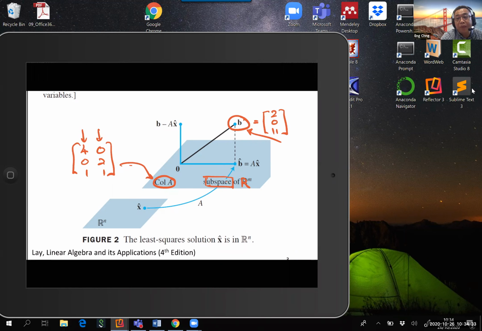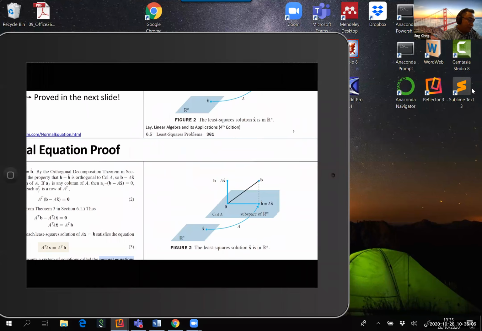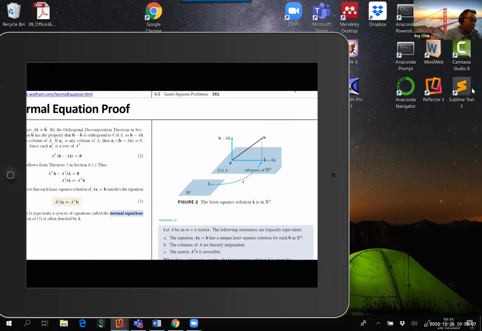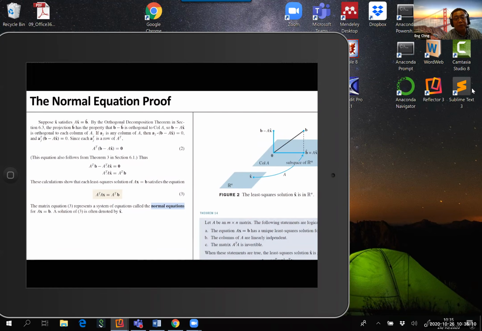Now, what are we interested in finding? We are interested in finding B hat, the closest point to B. And the least squares solution is X hat, the parameters we should choose such that AX hat equals B hat, which is as close to B as possible. So that's the key idea. Once you figure this out, you realize that we are interested in getting the normal equations, and this was the quiz question.